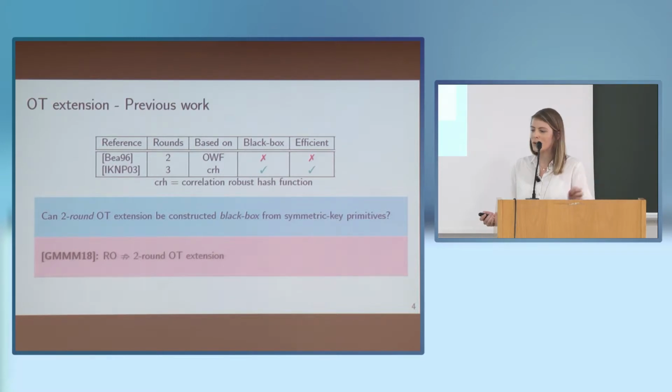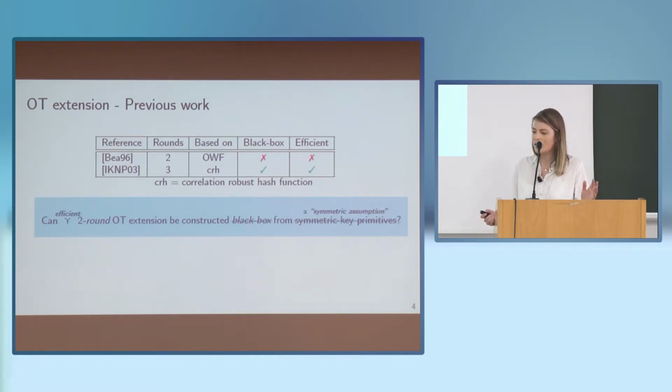Okay, so what do you do if you cannot answer the question in the way that you want? If you care about upper bounds, you just answer a different question. So the question that we're going to answer is: can efficient 2-round OT extension be constructed from, what we say, a symmetric assumption? I'll explain later what I mean by a symmetric assumption. And this is the question that I want to answer in this talk with yes.